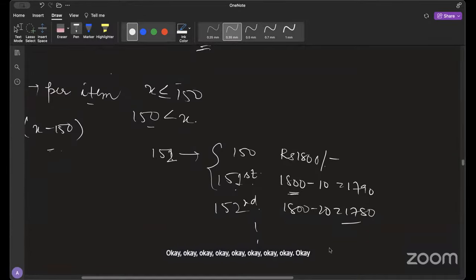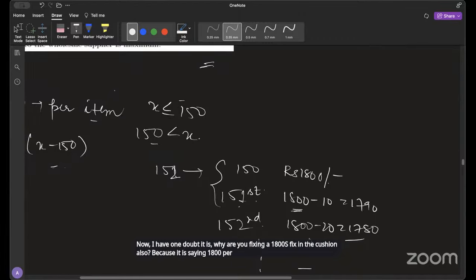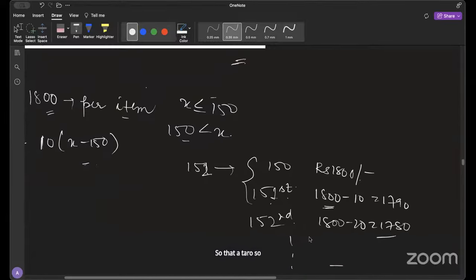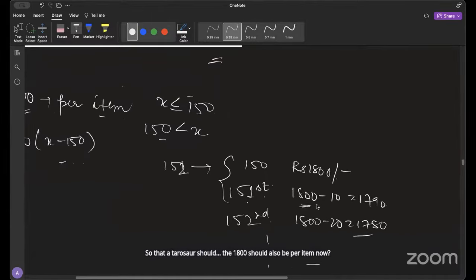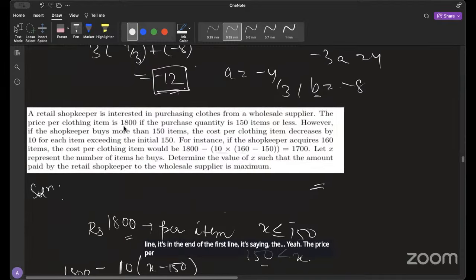Ma'am, I have one doubt. Why are you fixing 1800 as fixed? In the question it is saying 1800 per item, and we are also decreasing it by 10 per item. So the 1800 should also be per item, no? In the question it is mentioned per item only. The question says, at the end of the first line, the price per clothing item is 1800 if the purchase quantity is 150 or less.